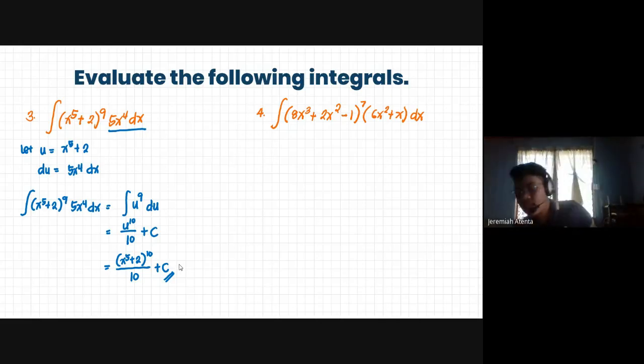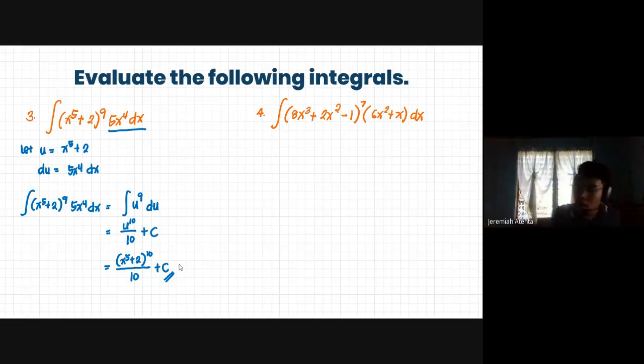Is it the first one, yung 8x cubed plus 2x squared? Okay. Oh my God, anong nangyayari sa akin? Hinahanap ko yung phone ko, nandito lang pala sa harapan. Anyway, first po. Okay, so let's try.